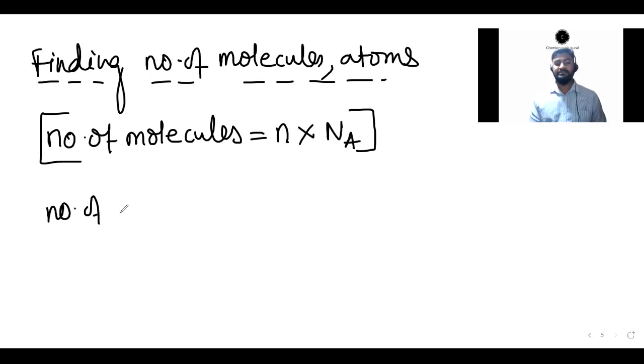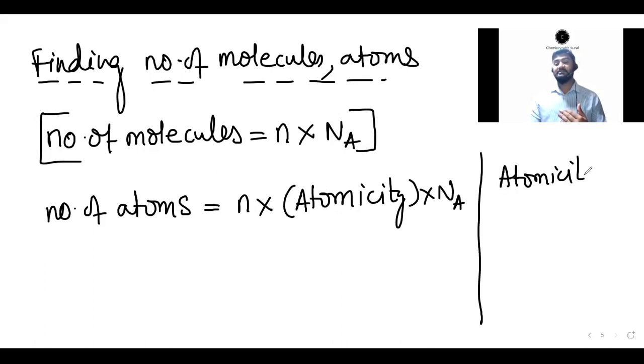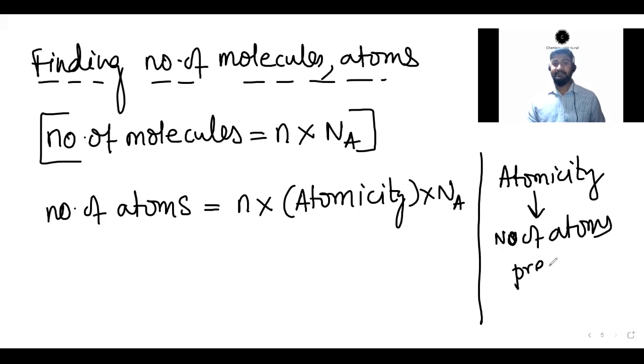Now to find number of atoms. Number of atoms will be n into, I'm introducing a new term, atomicity into Na. That's it. N into atomicity into Na. What is atomicity? Atomicity is nothing but number of atoms present in the molecule. That's it.